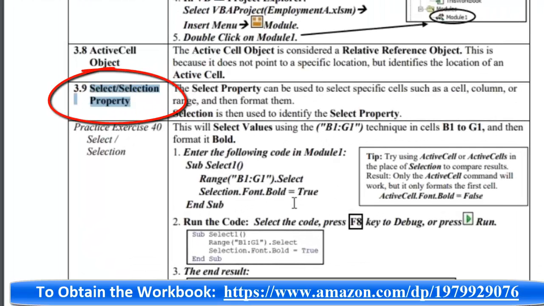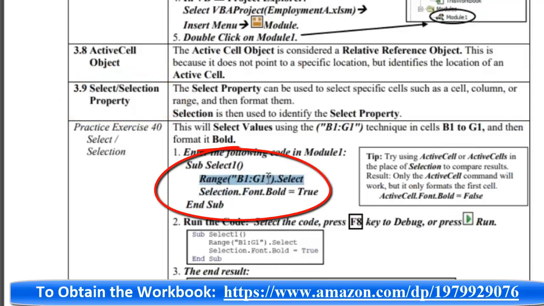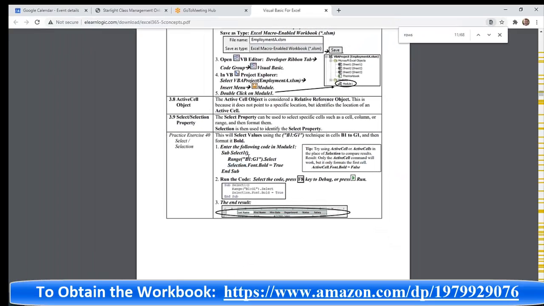This is the selection property, and you can see how you can select the items first. You say, well, whatever's selected, we want to format it that way.